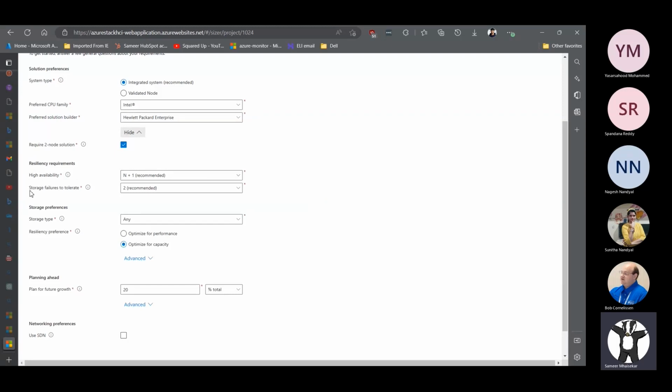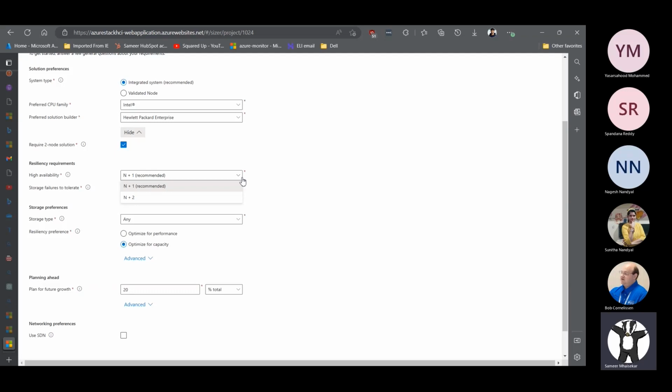Now these are resiliency requirements. If you want high availability, now high availability is always recommended. Well, it is a requirement in this case that you must choose high availability option. Now it could be N+1 or N+2. N+1 basically means that the number of nodes plus an additional node. N+2 is number of nodes that your solution requires plus 2 additional nodes for the sake of high availability, right?